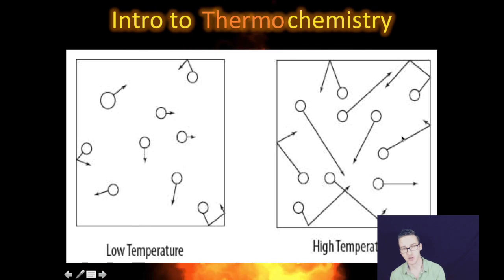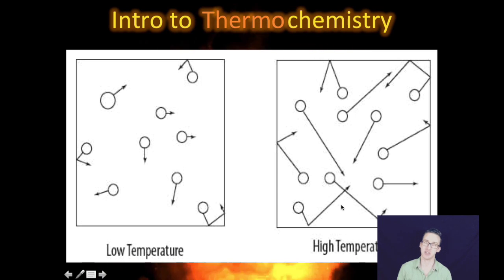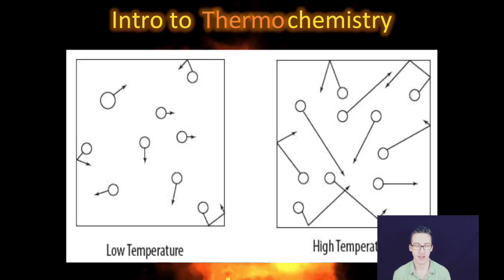Whereas the sample on your right, we've got much longer vectors indicating much higher average velocities or higher average kinetic energies and therefore much higher temperatures.